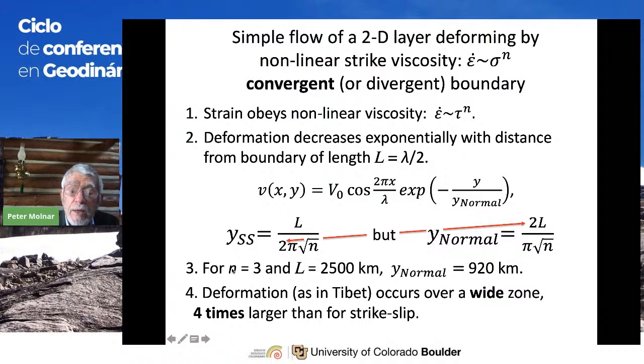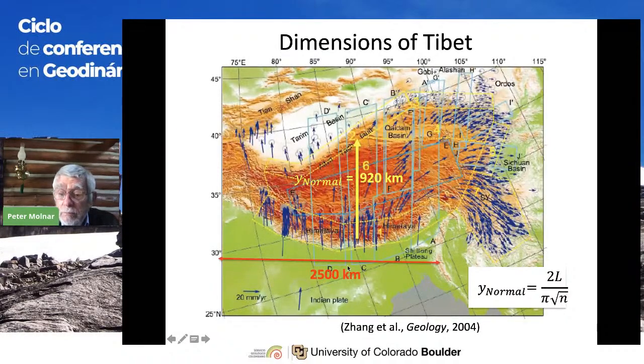And if you put n equals 3 and let L be large, 2,500 kilometers, then the y normal component, the decay, is of order 1,000 kilometers, 900 kilometers. And so if we look at Tibet as an example where deformation occurs over a wide zone, it's something like 4 times bigger than strike slip. Here's the going from the western syntaxis to the eastern syntaxis of the Himalaya. This is about 2,500 kilometers, and Tibet reaches in of order 1,000 kilometers in this area.